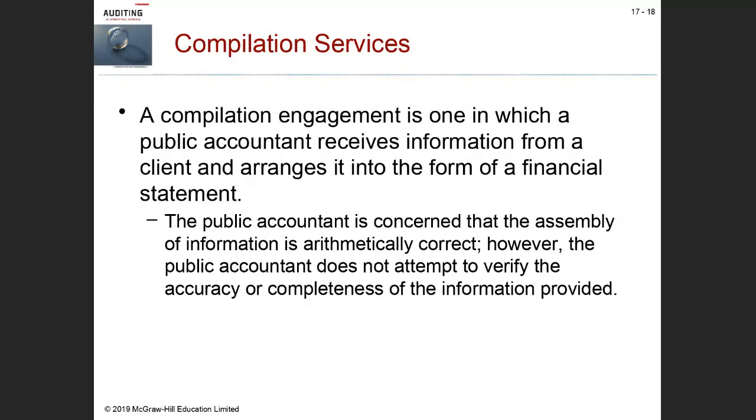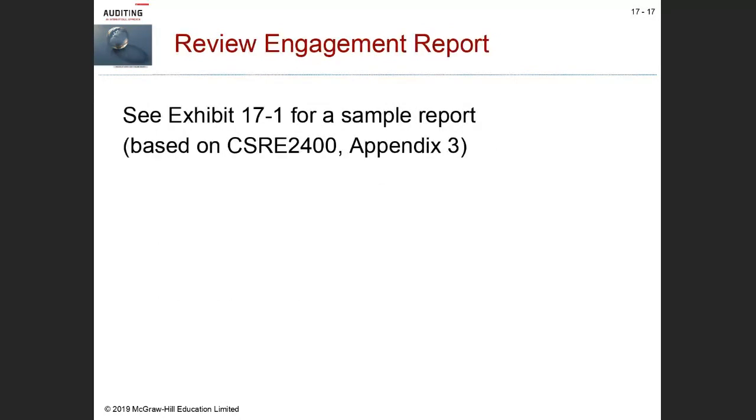This particular PowerPoint says see Exhibit 17-1 for a sample report. So I'm just going to pull my textbook open here for a minute. I didn't get that page number for you, but let me give you a reference so you can actually look at what a review engagement report looks like. It's on page 745 in the text.